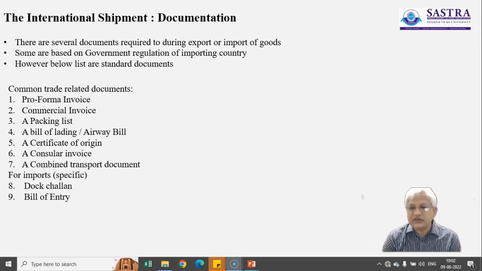Some are very standard documents, as I said. So we'll be discussing more about standard documents, whereas additional documents are many, can be several, depending on the guidelines and the rules of the nation.